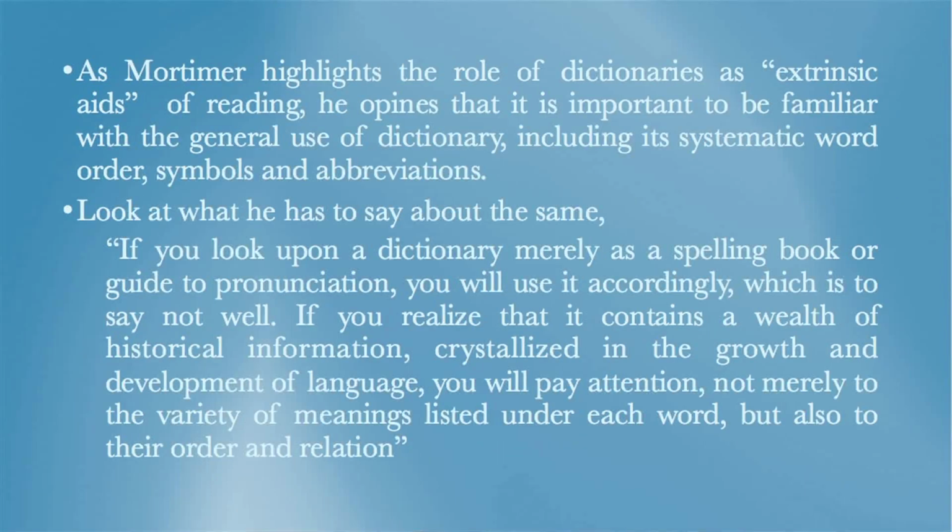As Mortimer highlights the role of dictionaries as, quote-unquote, extrinsic aids of reading, he opines that it is important to be familiar with the general use of a dictionary, including its systematic word order, symbols, and abbreviations. Look at what he has to say about the same. Quote-unquote, if you look upon a dictionary merely as a spelling book or guide to pronunciation, you will use it accordingly, which is to say, not well.